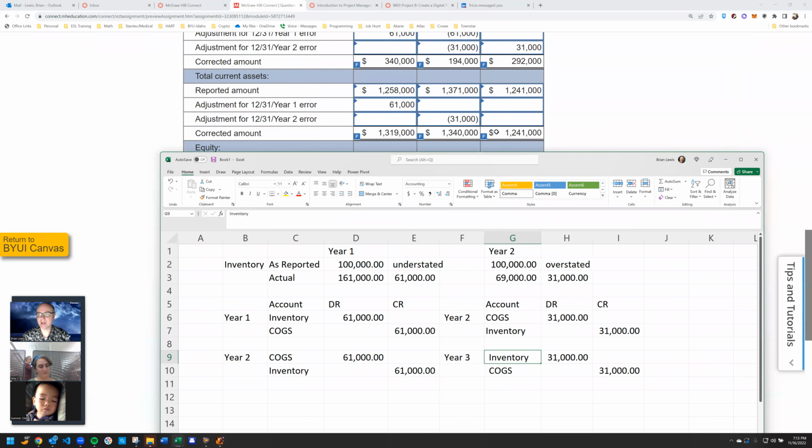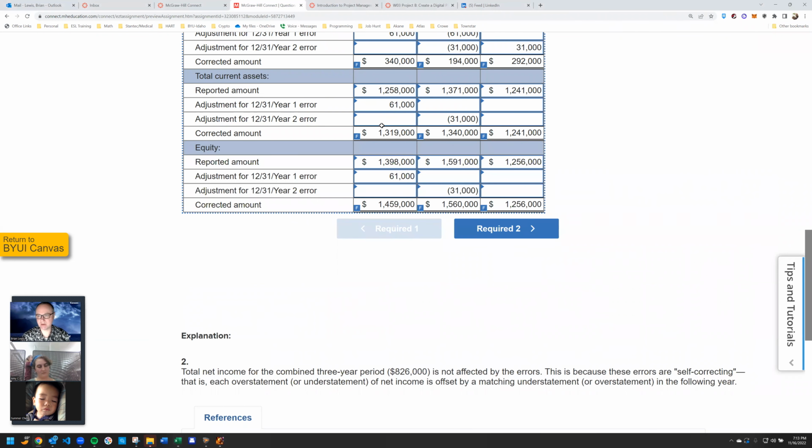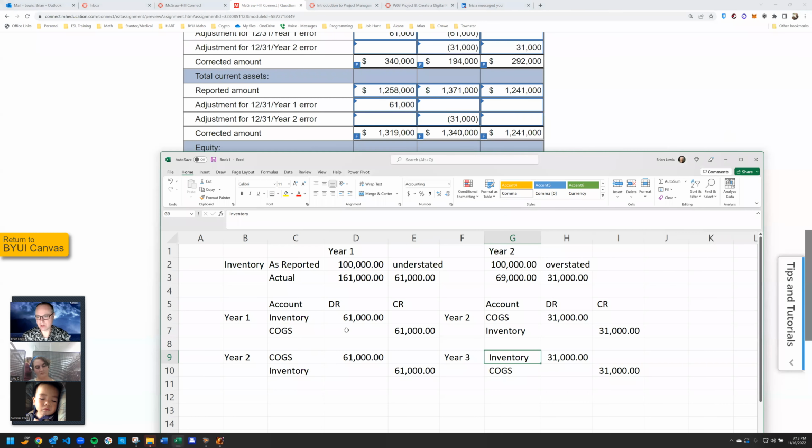Then the question is total assets. This one probably makes sense because your assets went up for year one, because they were understated. Year two, they were overstated. But the funny thing is, year three, there's no change, right? There's nothing here for year three that we had to do. So the reality is at the balance sheet level, there's no change in year three.